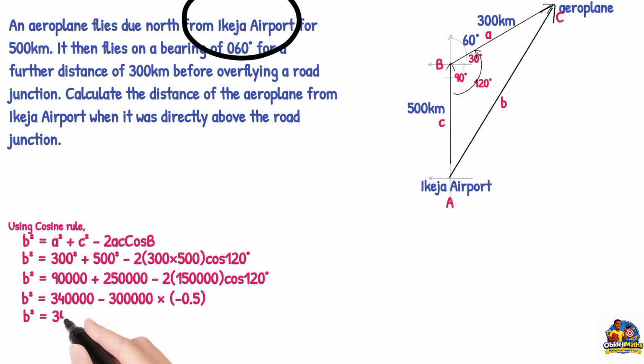So let's do the calculation. Don't subtract 300,000 from 340,000. It's not possible. You are going to multiply 300,000 by 0.5, and that gave us 150,000. Add them together, we are going to have 490,000. So find the square root of 490,000, which means b is equal to 700 kilometers. So that is the distance.